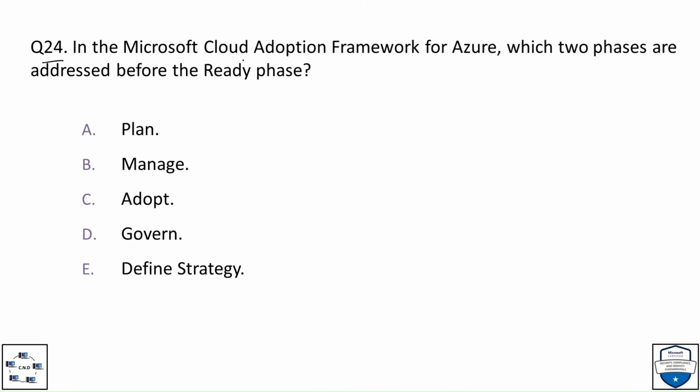Question number 24. In the Microsoft Cloud Adoption Framework for Azure, which two phases are addressed before the ready phase? The options are option A, plan, option B, manage, option C, adopt, option D, govern, and option E, define strategy. And the correct options are option A, plan, and option E, define strategy.